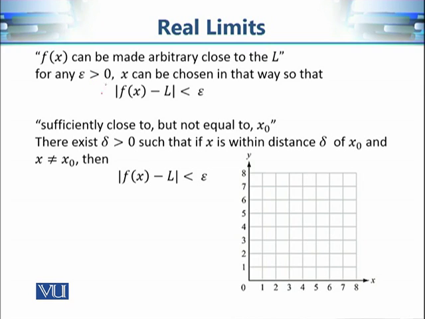Now let's try to write this thing precisely. If we say arbitrarily close, it means for any epsilon greater than 0, where epsilon is a real number, the distance |f of x minus L| is less than epsilon. And how do we translate sufficiently close but not equal to x naught? This is translated as: there exists a delta such that if x is within the distance delta of x naught, then we have this relation.